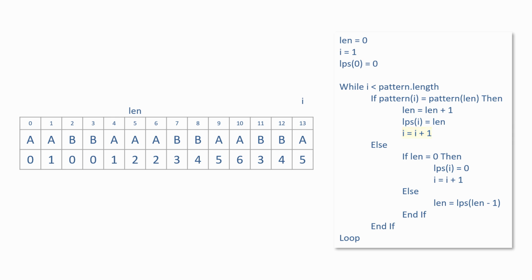The beauty of the KMP preprocessing algorithm is that it has only one loop with no nested loops. This means it runs with linear time complexity. In other words, doubling the size of the pattern will only double the time it takes to process it. Now let's take a look at some real code.